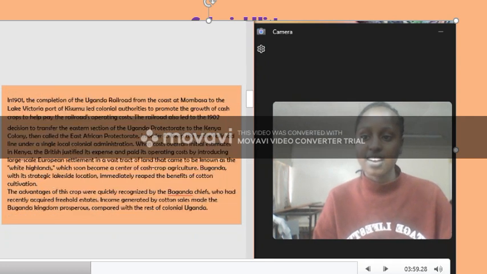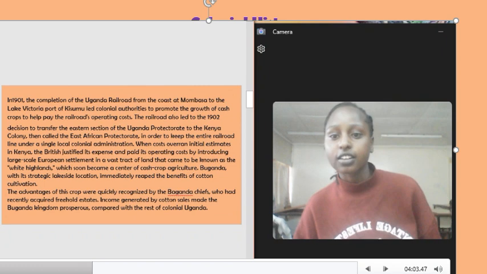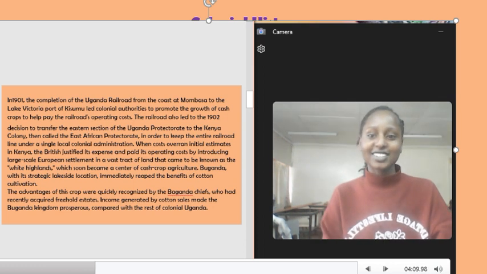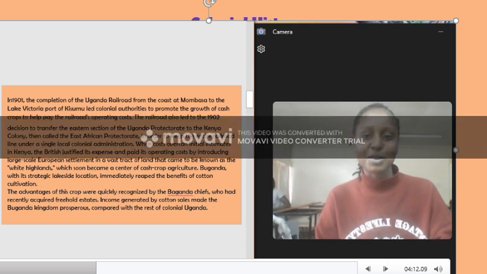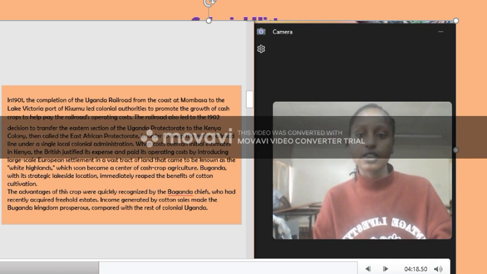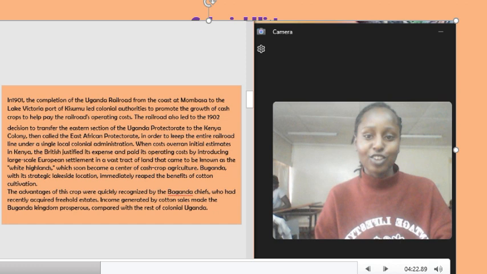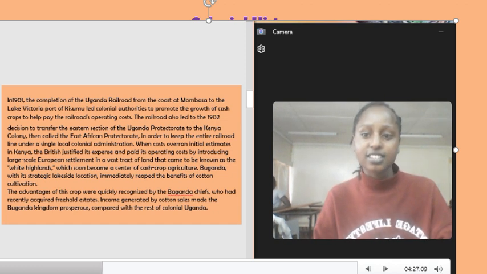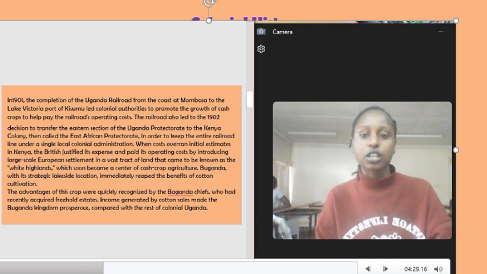In 1901, the completion of the Uganda Railway from the coast at Mombasa to Lake Victoria, at Kisumu, led colonial authorities to promote the growth of cash crops to help pay the railway's operating costs. The railway also led to the 1902 decision to transfer the eastern section of the Uganda Protectorate to Kenya, then called the East African Protectorate, in order to keep the entire railway line under a single colonial administration.